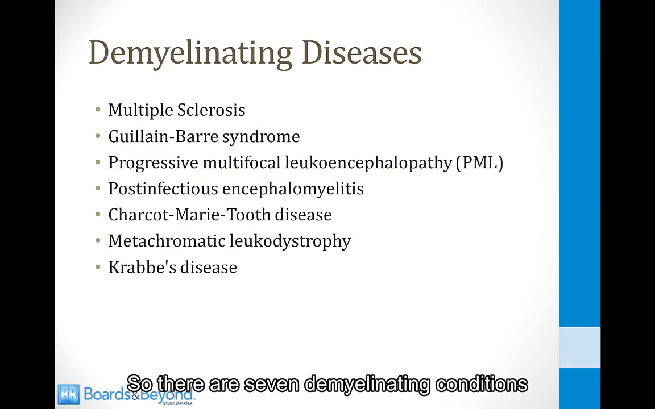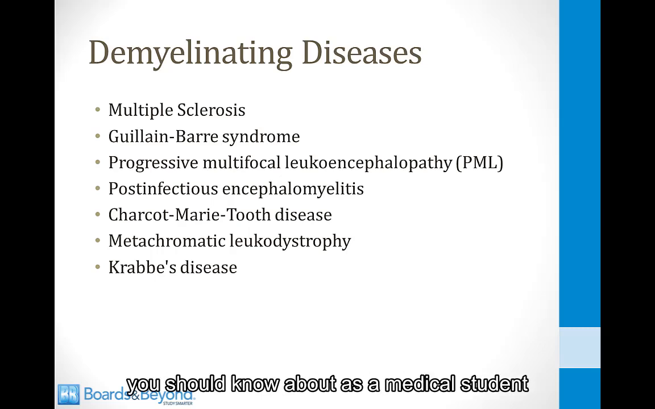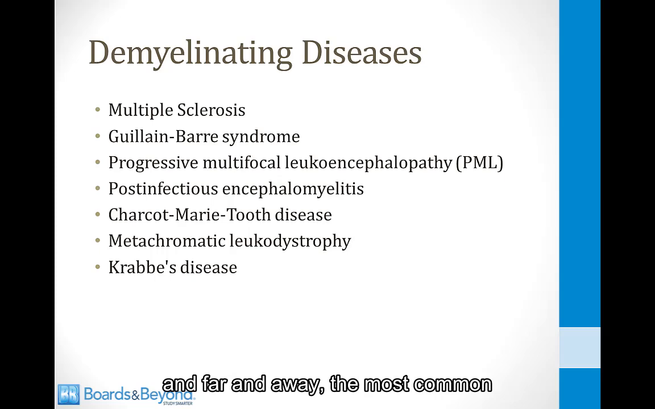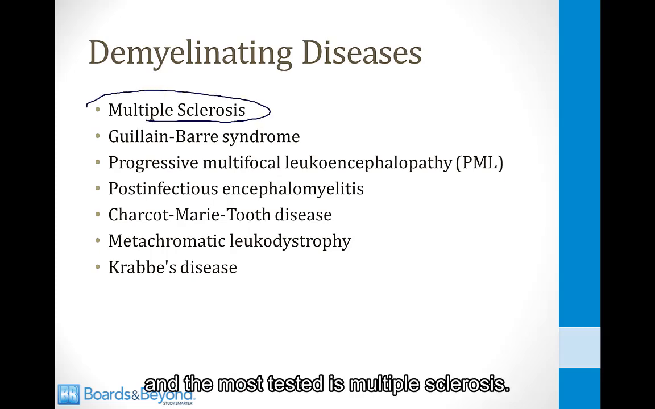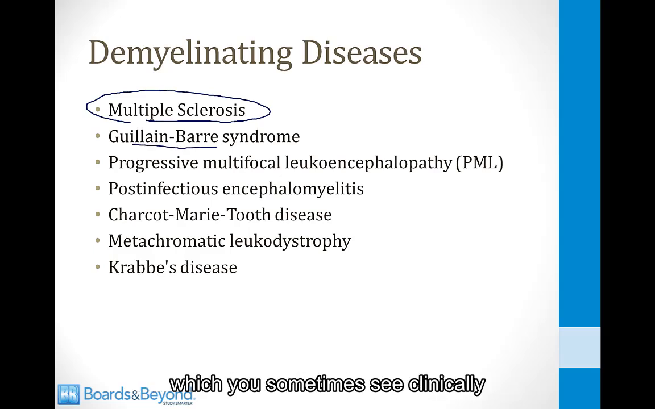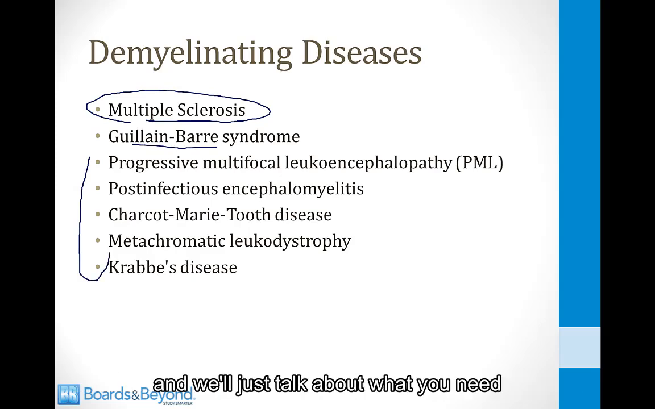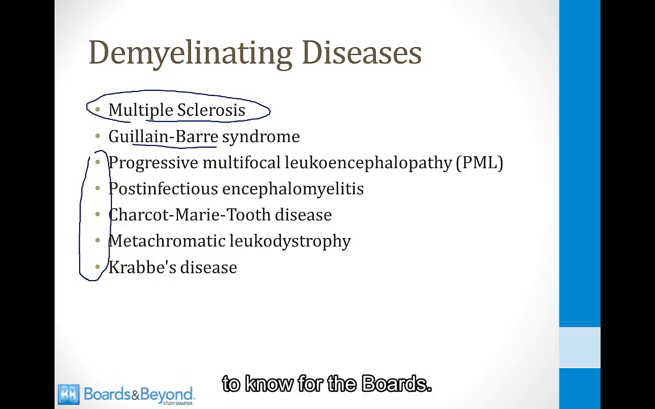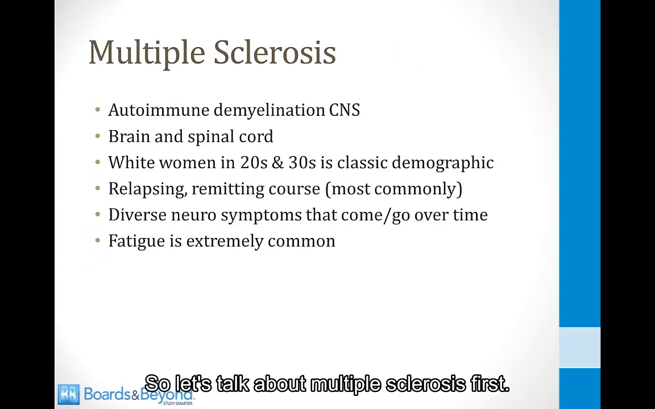So there are 7 demyelinating conditions you should know about as a medical student, and far and away the most common and the most tested is multiple sclerosis. After that there's Guillain-Barré syndrome, which you sometimes see clinically, and then the remainder of these conditions are very rare, and we'll just talk about what you need to know for the boards. So let's talk about multiple sclerosis first.